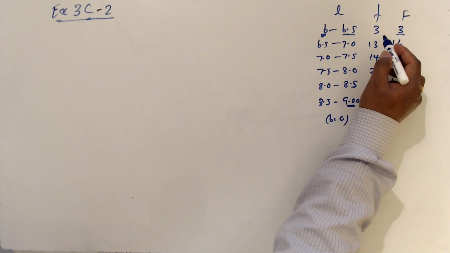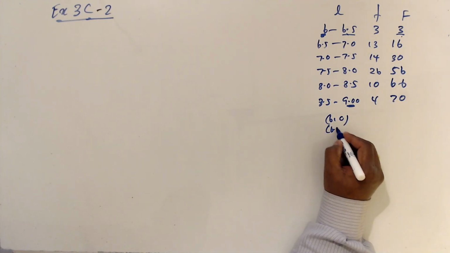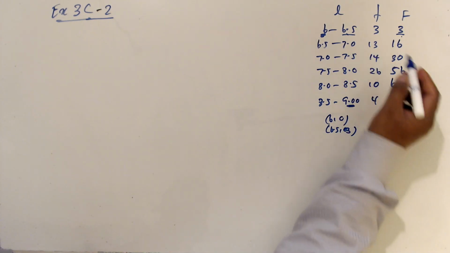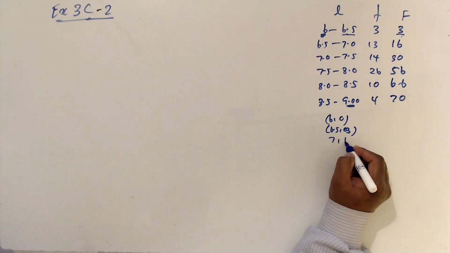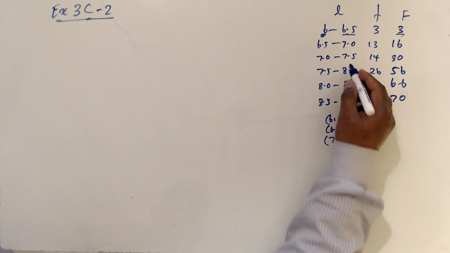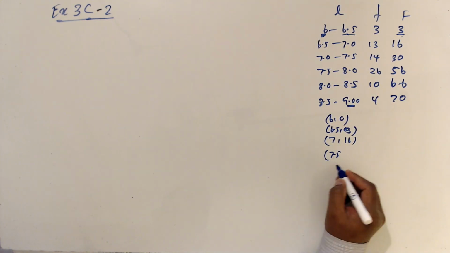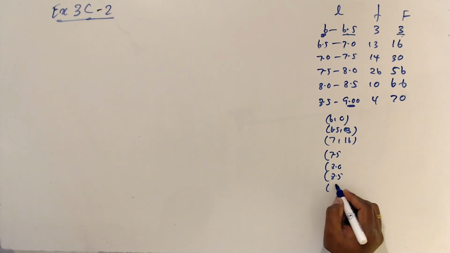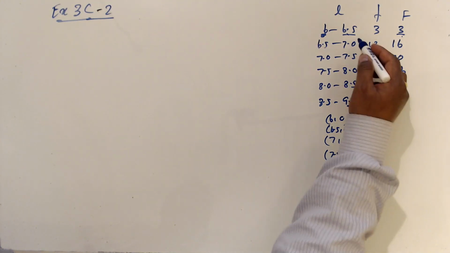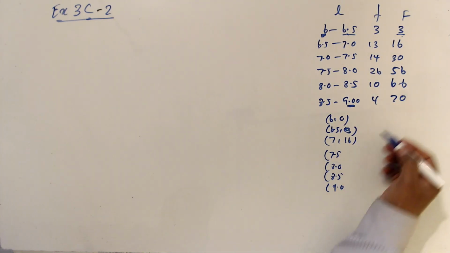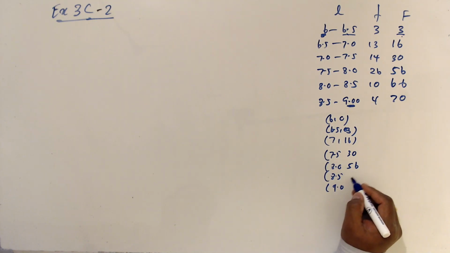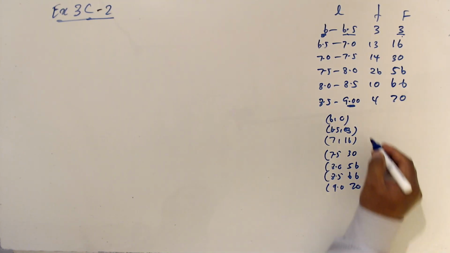Then 6.53, 6.53, then 716, then 7.5, 8, 8.5, 9. So upper boundaries. And this is 16, 30, 56, 66, and 70.